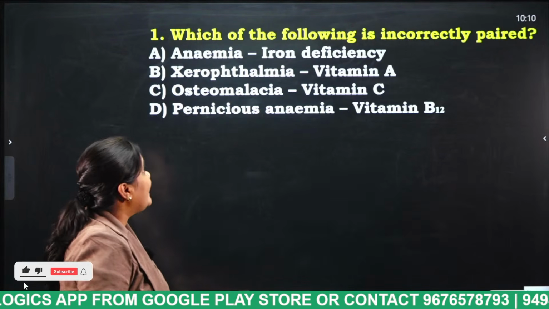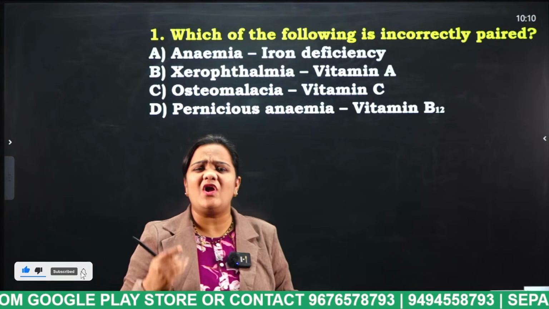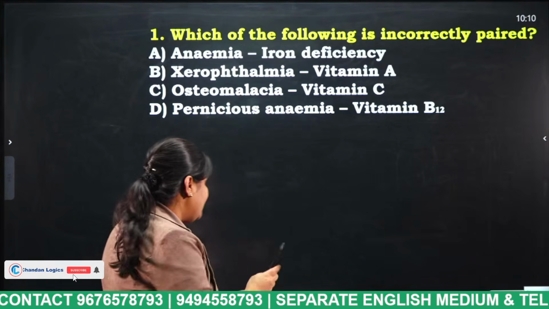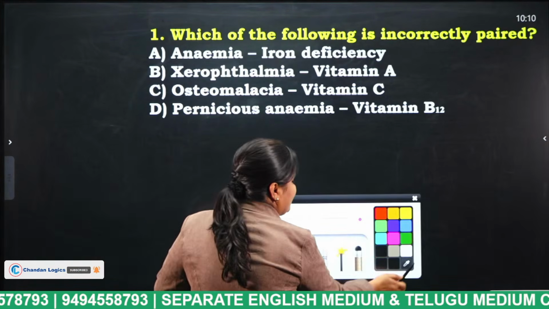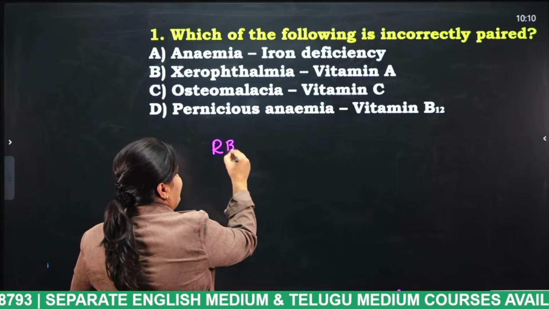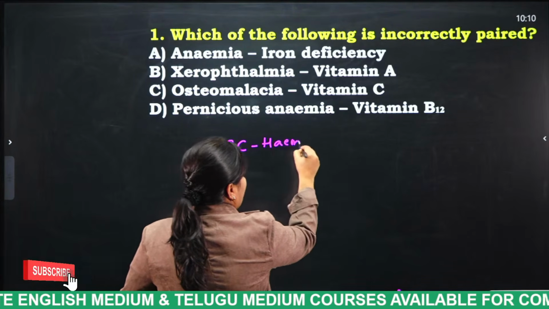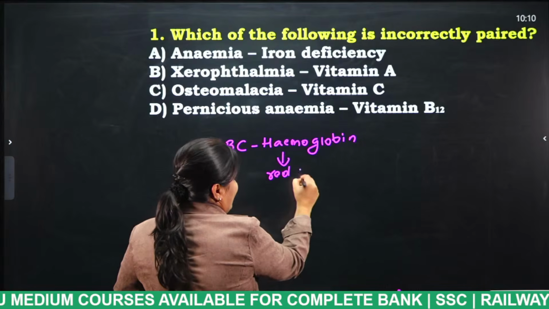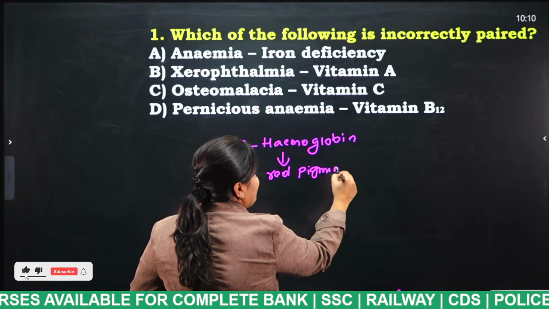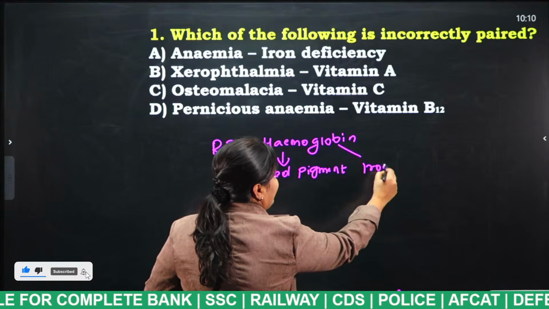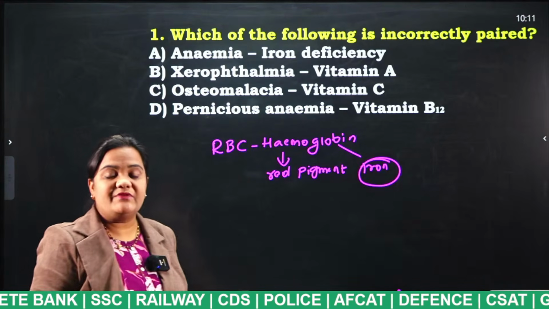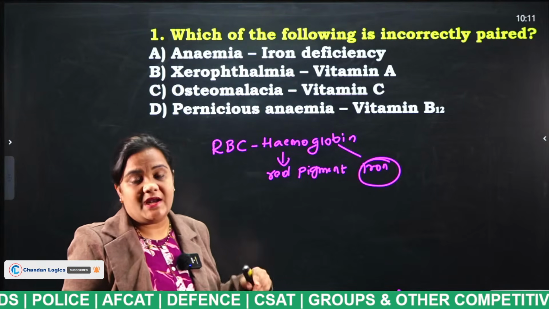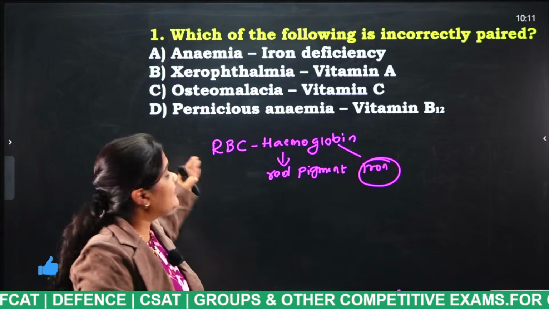Very good, students. Anemia. What do you mean by anemia? Nothing but a loss of blood. Our RBC consists of what, students? Hemoglobin. This hemoglobin is red in color. That is nothing but a rich pigment. So this hemoglobin mostly consists of what, students? Iron. If there is iron deficiency, what is the disease caused, students? Anemia, loss of blood. Okay, so that is the correct pair.